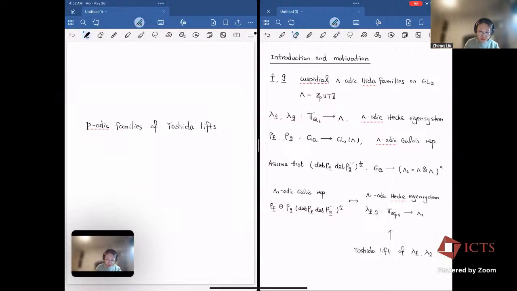These two Hida families are going to give us two Λ-adic eigensystems, I call them λ sub f and λ sub g. And then they are going to give us two Λ-adic Galois representations, call them ρ sub f and ρ sub g. I'm going to assume that the determinant of ρ_f and ρ_g inverse has a square root inside the tensor product.